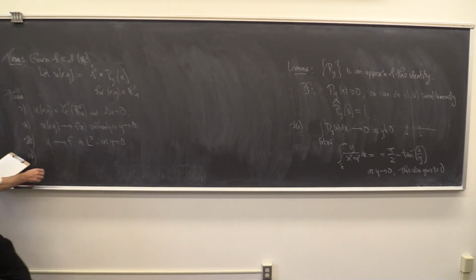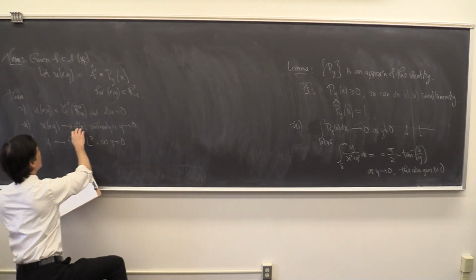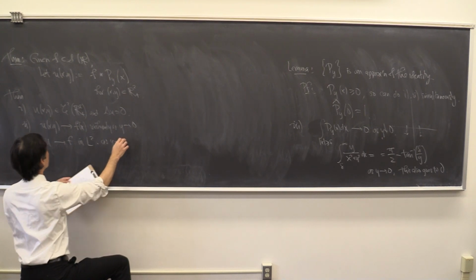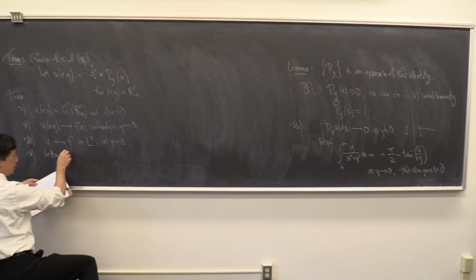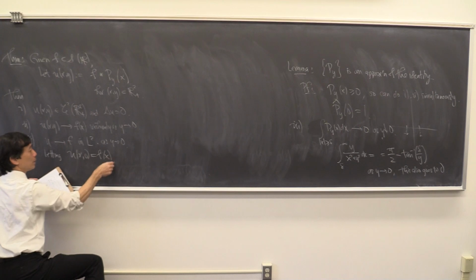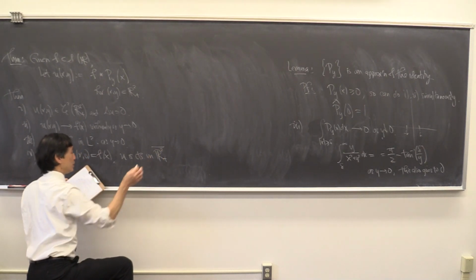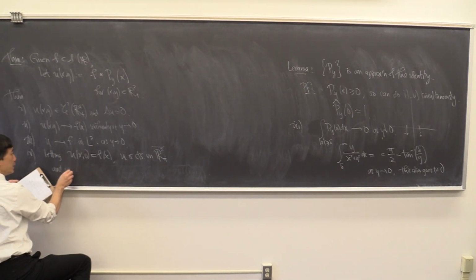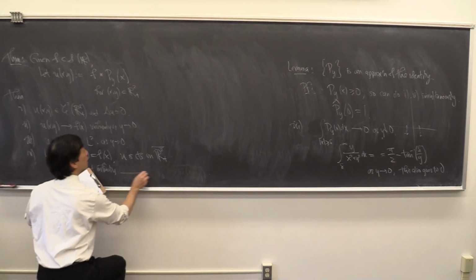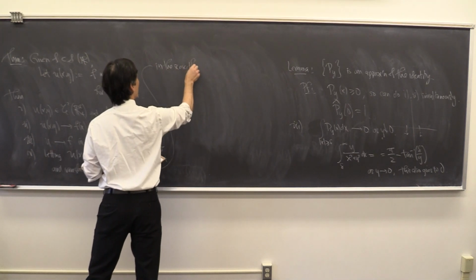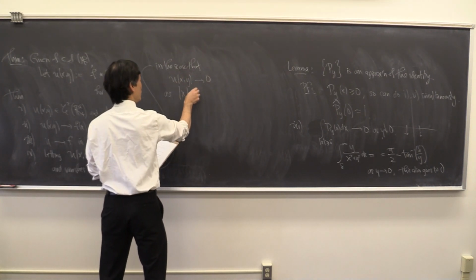And 4, letting u of x, 0 be f of x, then u is continuous on the closed upper half plane and vanishes at infinity, in the sense that the function goes to 0 as the absolute value of x plus y goes to infinity.